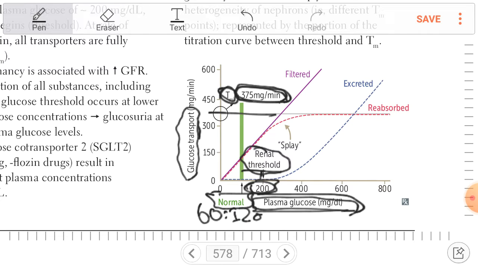So any glucose after this threshold, which is 375, will all appear in the urine. So there is a transition from 200 into 375. This is the curve of transition called splay. This transition means what? Some of the sodium glucose co-transporters are saturated and others are not saturated. So the glucose will appear in the urine, but not all the glucose. Some of the glucose will be reabsorbed and others will not be reabsorbed.